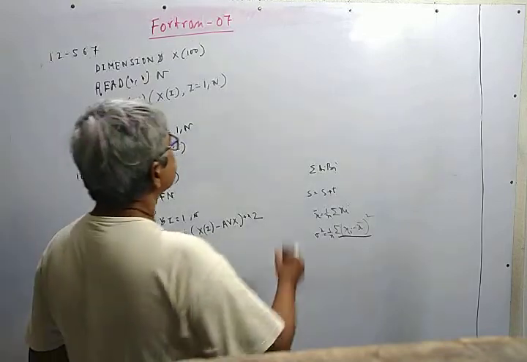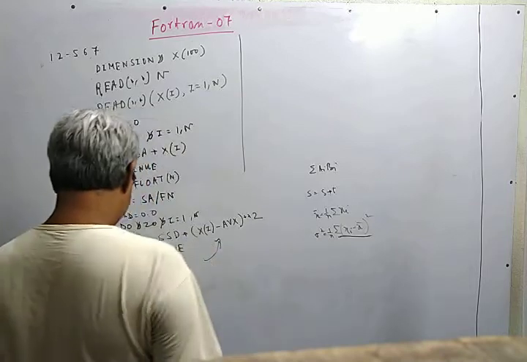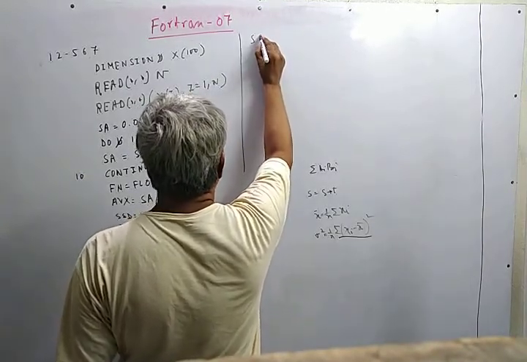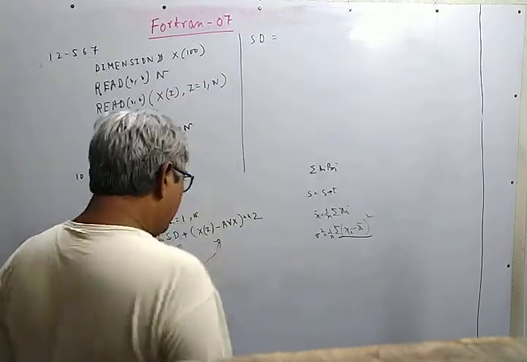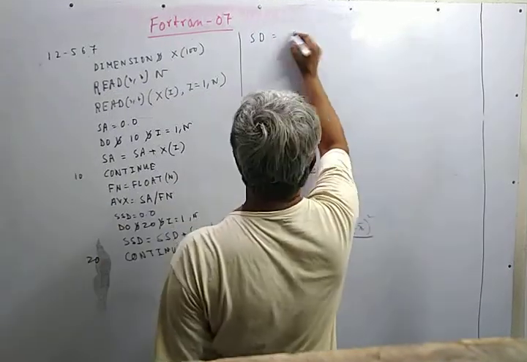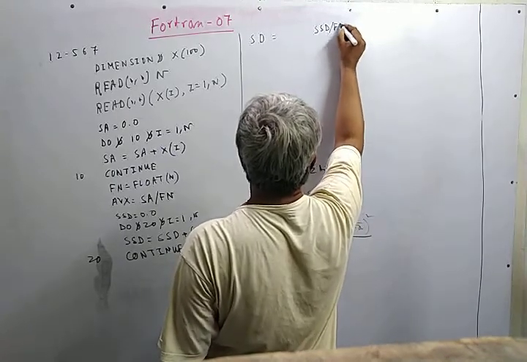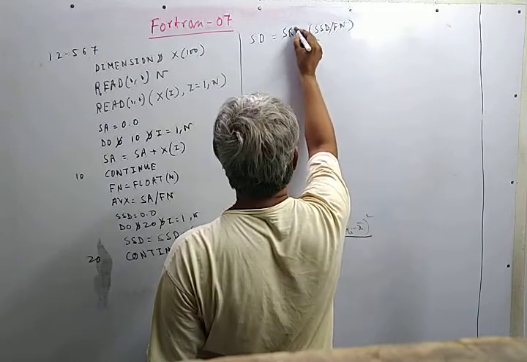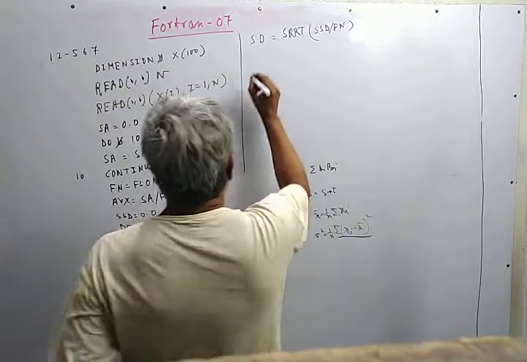Then standard deviation is defined as this quantity divided by fn. So I keep a space. S is d divided by fn, and the whole thing is square rooted. Then the output statements.